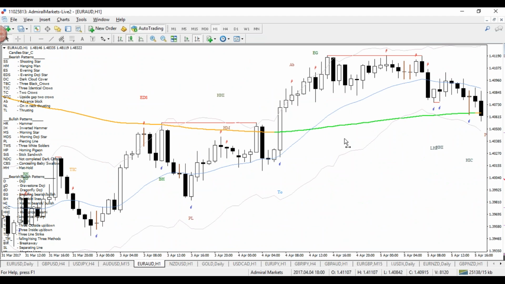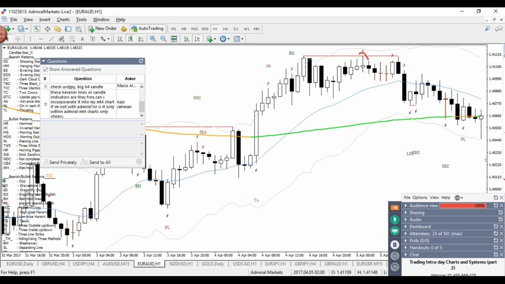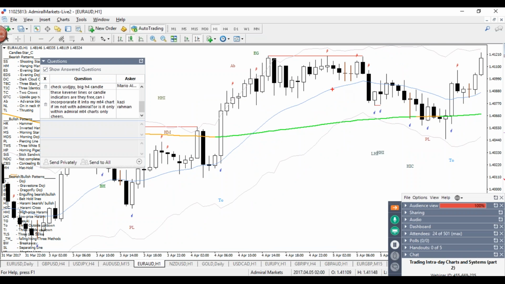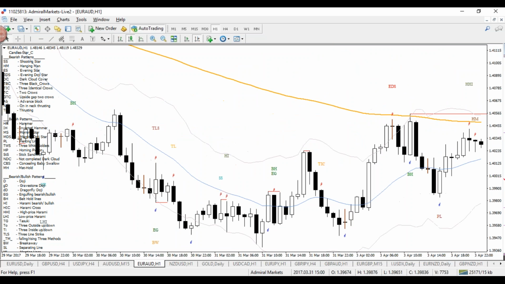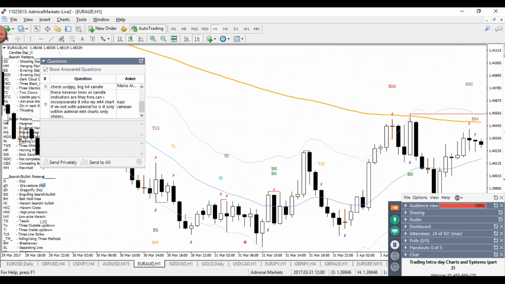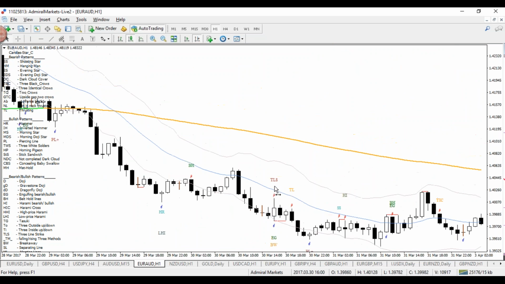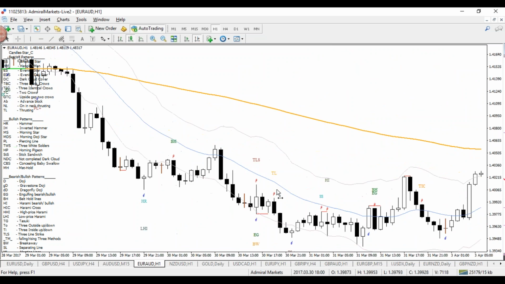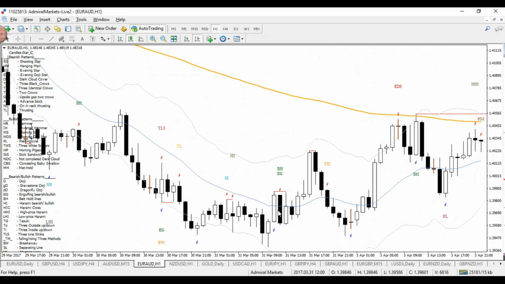Let's see if we can find one more. Here, this one. Here price was riding above the Keltner for a while. We see that price basically goes back into the Keltner and we see a candlestick pattern right there. So that's one that qualifies for this reversal. Let's see if we can find one more. But I think you get the point.